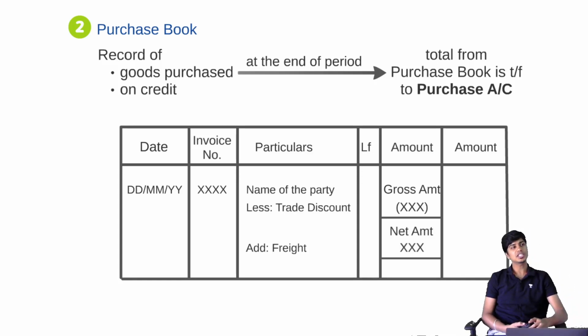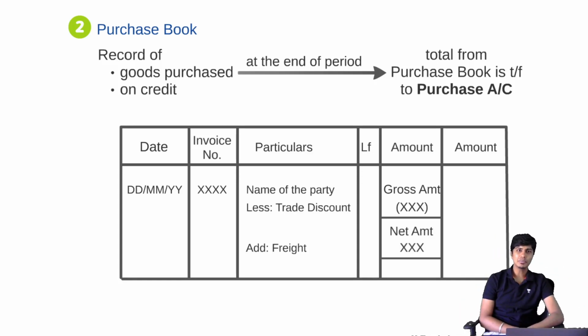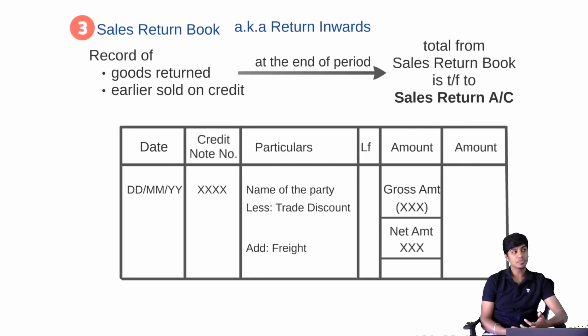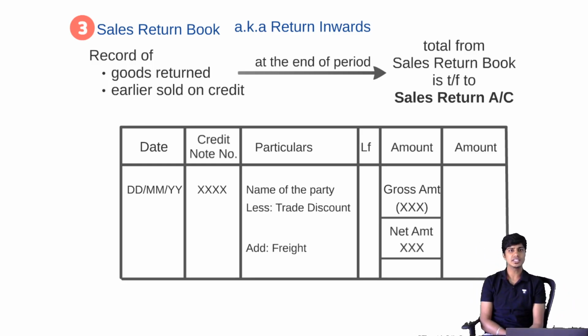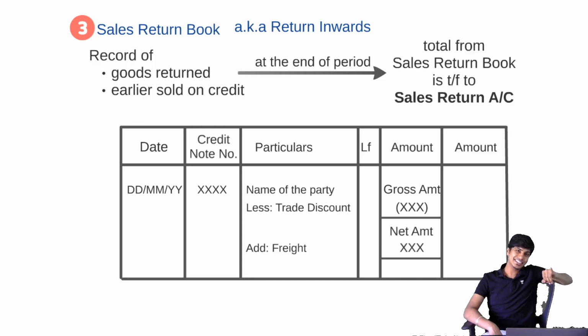What will be recorded in purchase book? Credit purchase of goods. It should be purchase of goods and it should be on credit. Only then it will come in our purchase book. Got it? The next thing that we have is sales return book. If a transaction has been previously entered in sales book and such goods have been returned by a customer back to us, we'll record it in sales return. So it should be credit sale of goods earlier, now returned.